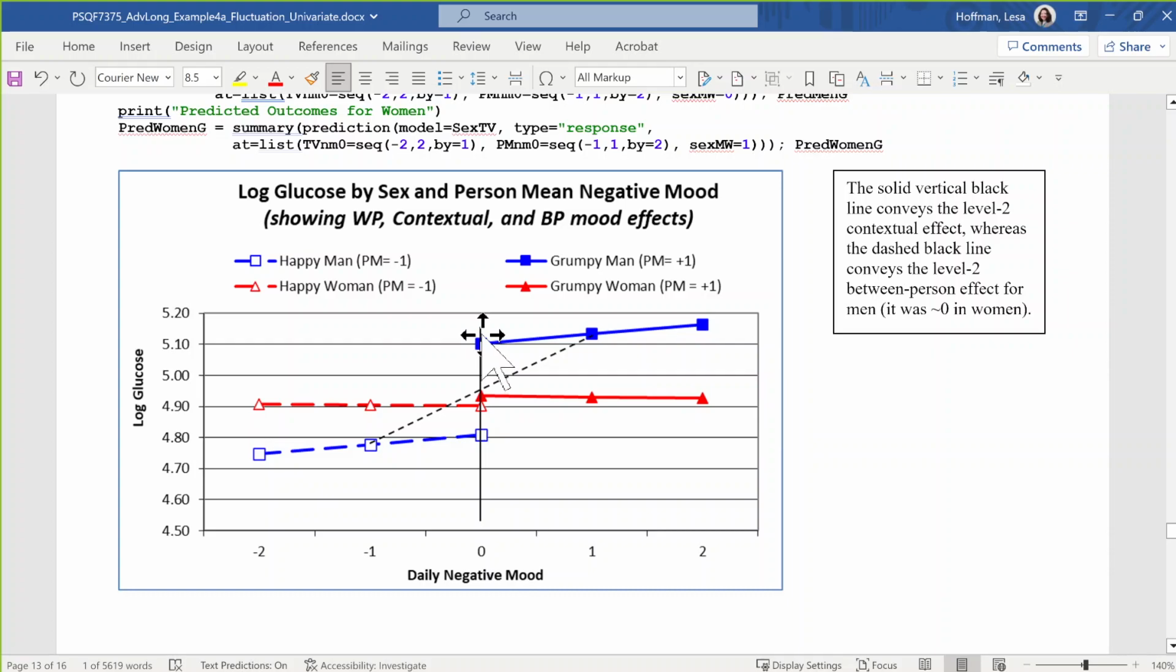So the contextual effect is the vertical distance at the same absolute level of daily negative mood, the difference between different kinds of people. The between effect is the slope of the dashed line through the person means, and here I've only drawn it for the blue people since they had the bigger effect. So after controlling for your actual value of daily negative mood, what is the incremental effect of being a grumpy person? That's what we're looking at.